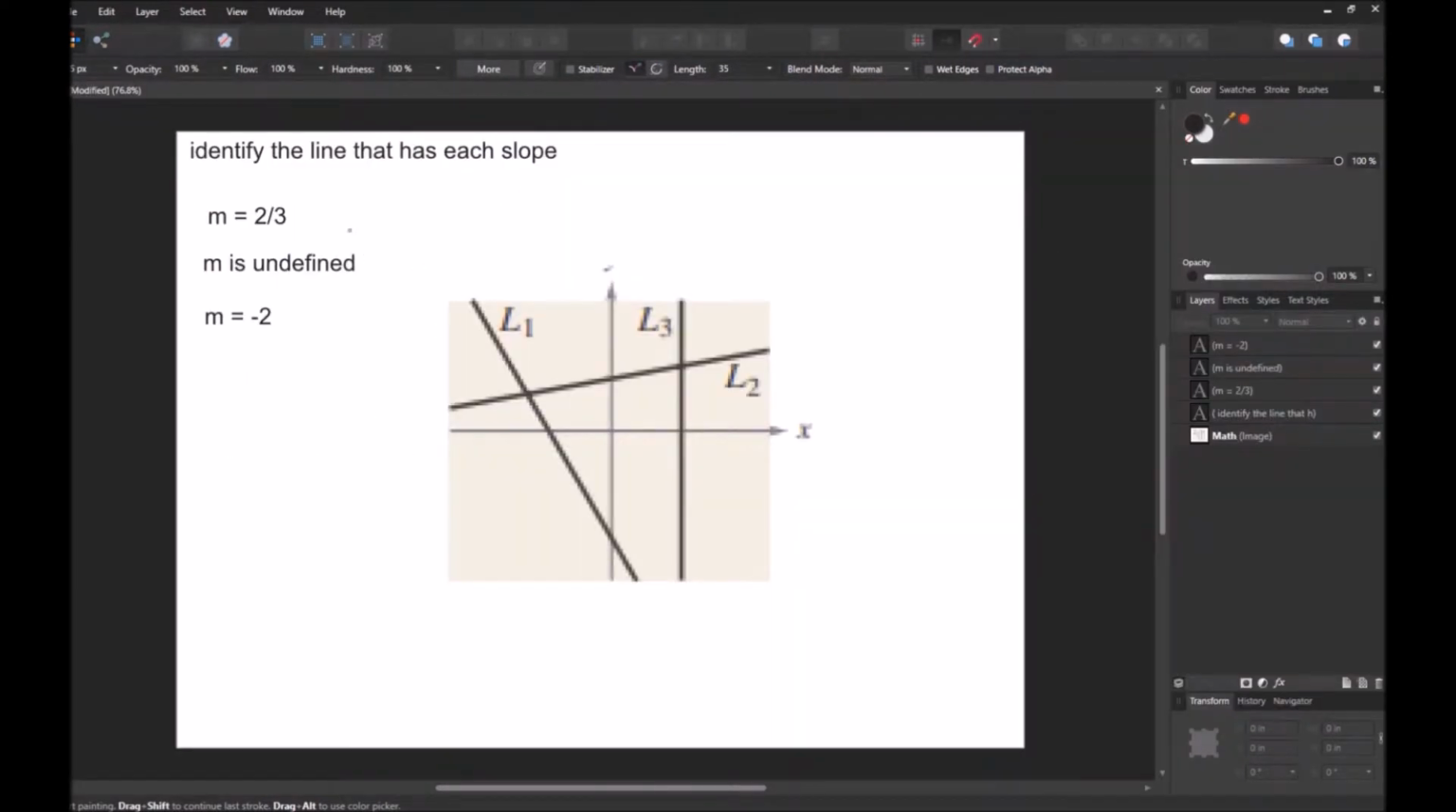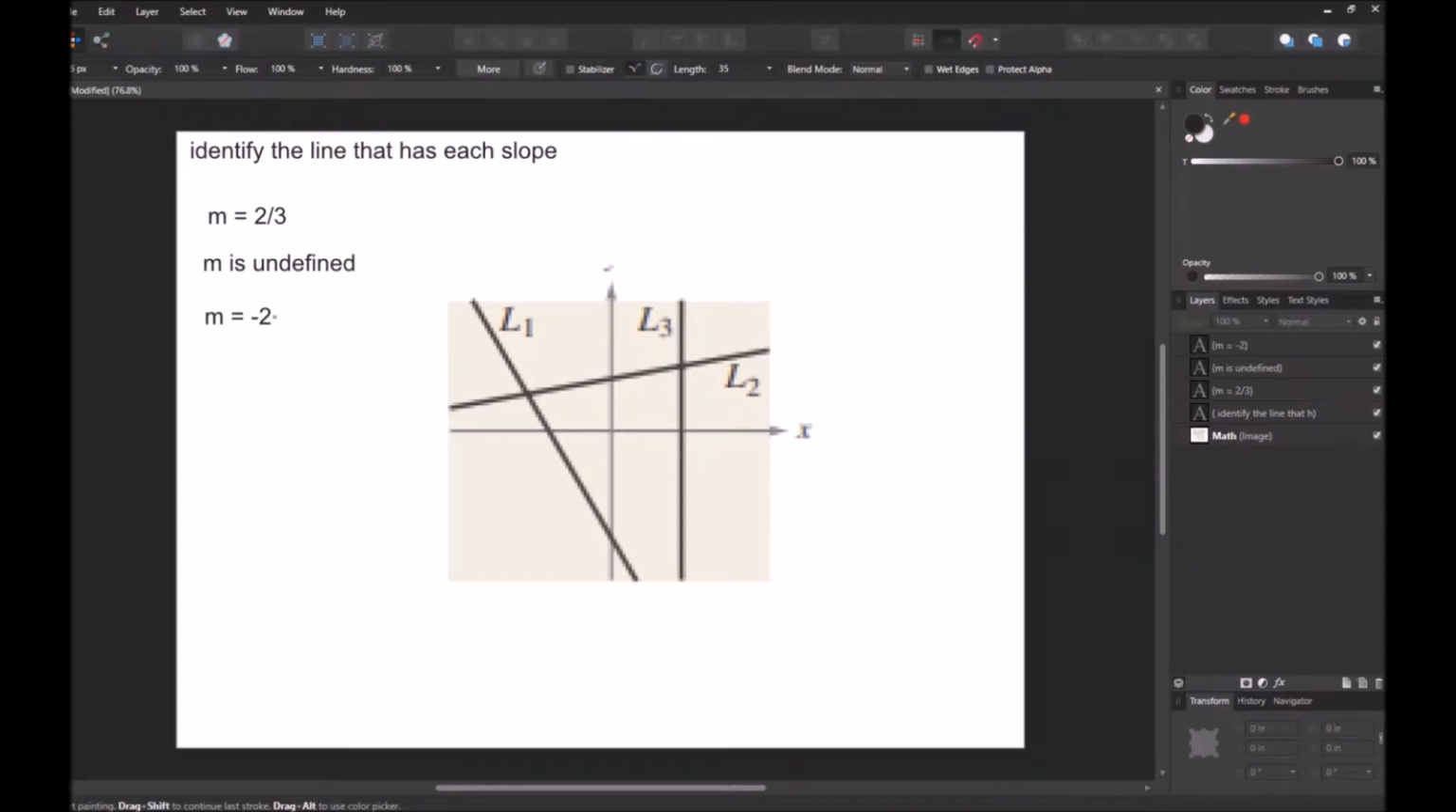So in this next question, we are asked to identify the line that has each slope, and we're given this graph with three lines labeled L1, L2, and L3, and we're given three slopes here. One of the slopes is 2/3, one of them is undefined, and the other one is -2.